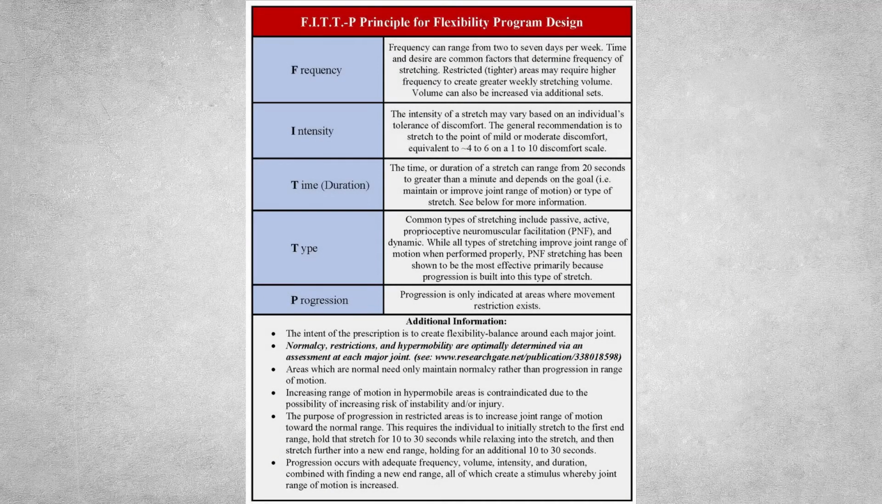Similar to aerobic program design, we use the FITT-P principle to design flexibility programs where F stands for frequency, I stands for intensity, the first T stands for time or duration, the second T stands for type, and the P stands for progression. So as I mentioned in my instructional video for aerobic program design, if you fill in these 5 blanks, you've just designed a program for yourself, or in the case of a coach, you've just designed a program for your client. So I'll go over each of these variables to give them a little bit more clarity.